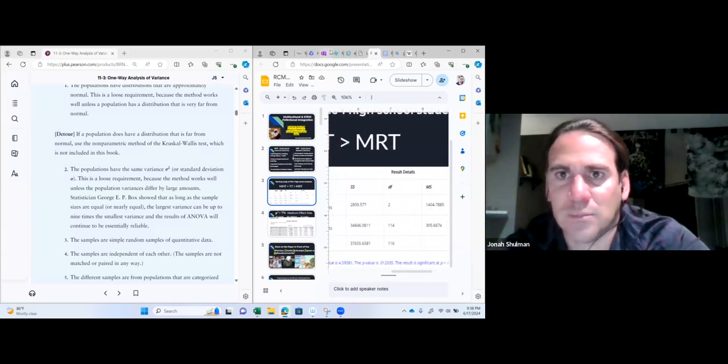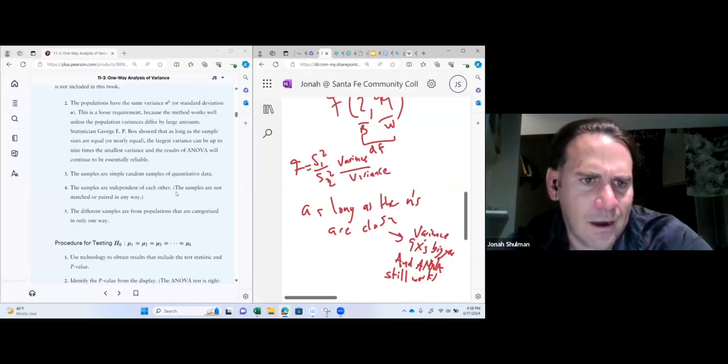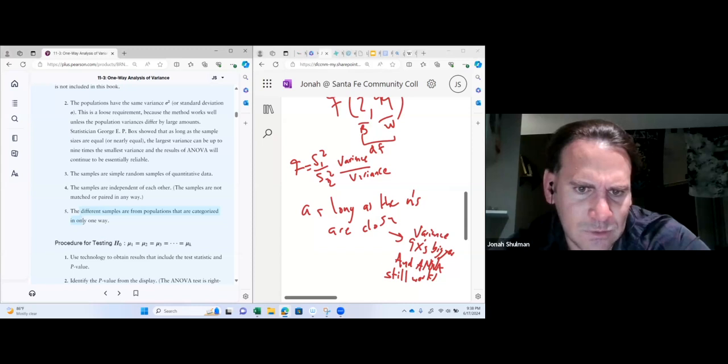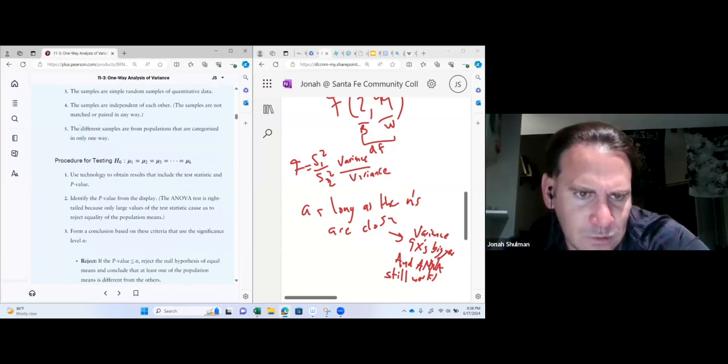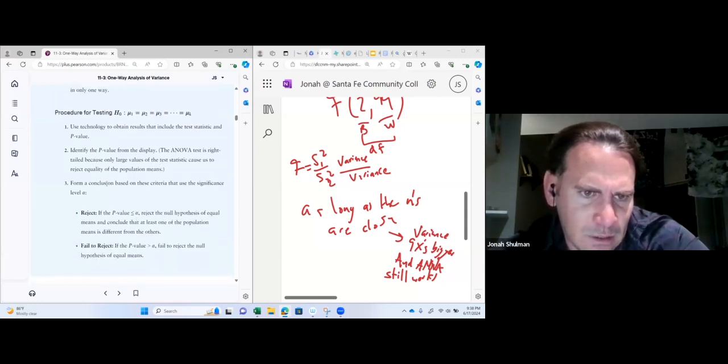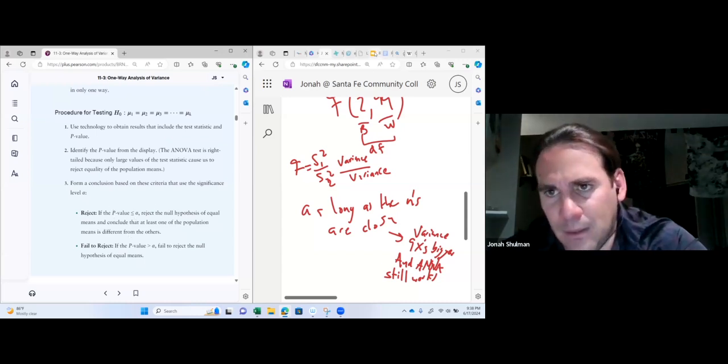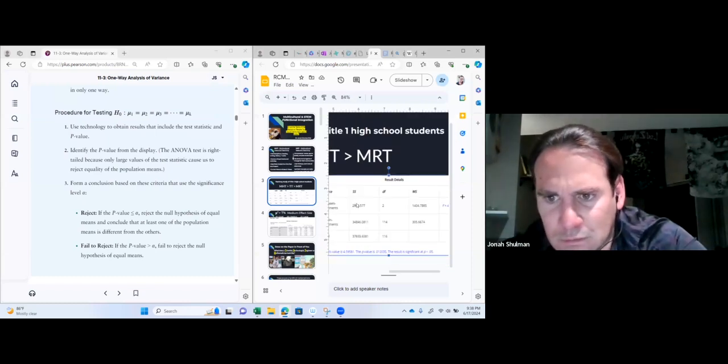Okay, let's keep learning. The samples are independent of each other. Yep. The different samples are categorized in only one way. So let's see what we do. Use technology to obtain the p-value. The ANOVA test is a right-tail test because only large values cause us to reject the null hypothesis that the population means are equal. Form a conclusion based on the alpha criteria: reject if the p-value is less than alpha, otherwise fail to reject.